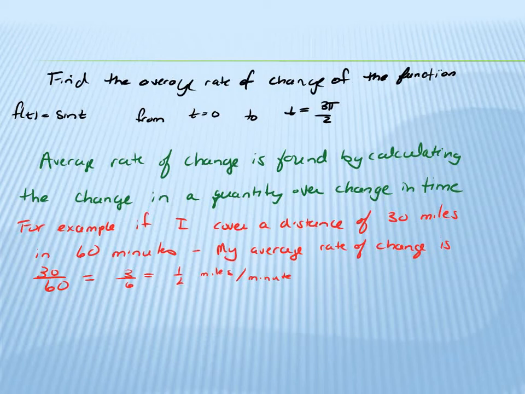So I'm giving an example. These examples, because they say rate, come from distance, speed, all these things that come from physics. If I cover a distance of 30 miles in 60 minutes, my average rate of change is 30 over 60, and you can reduce that to half a mile per minute. You can do this in your head, and you do it all the time. Everybody understands that. This is the quantity, the elapsed distance, and this is the elapsed time. That's how you divide the two together.